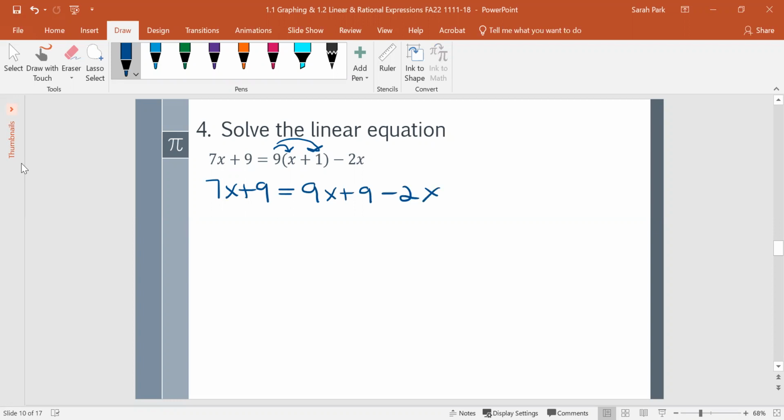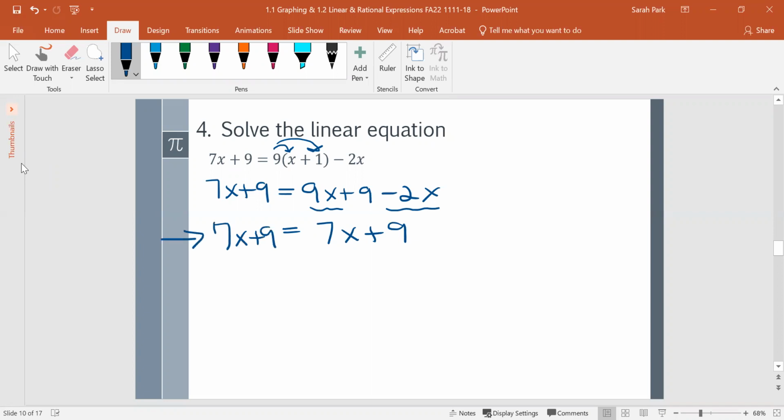Before the next step, sometimes I see students trying to move things or cancel things. You always want to combine like terms before you move or cancel things around. So the 9x minus 2x, we can combine as 7x, and we have the plus 9 at the end. Then you have 7x plus 9.